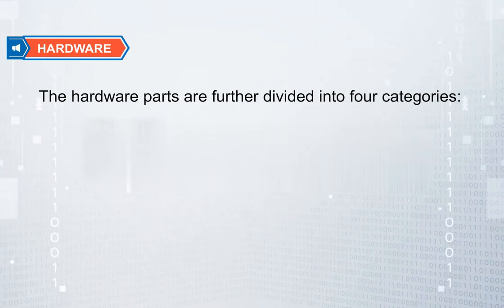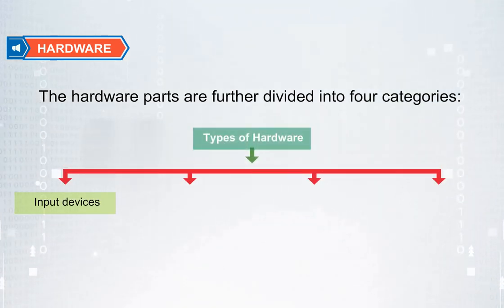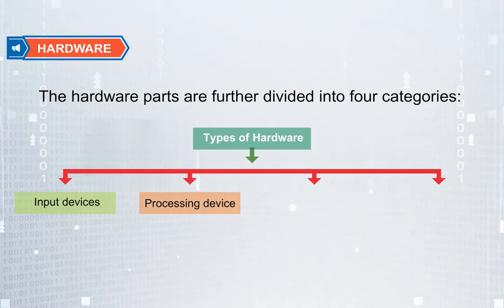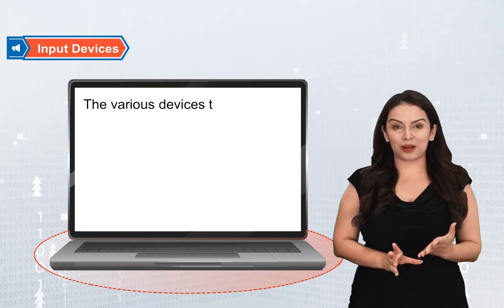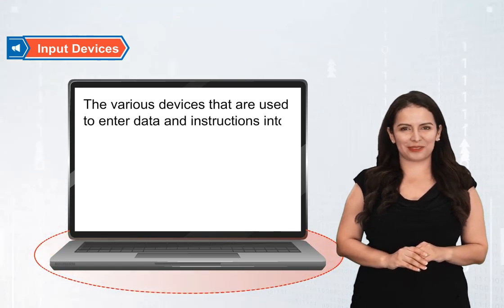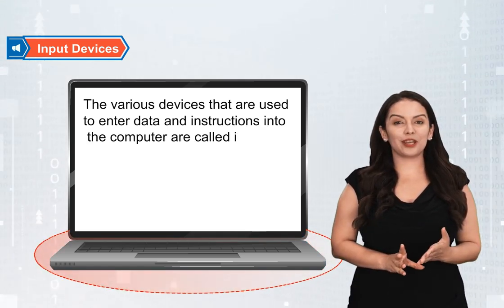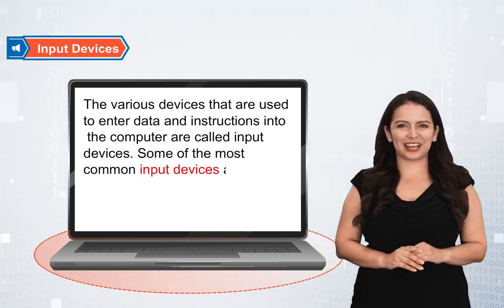The hardware parts are further divided into four categories: input devices, processing device, output devices, and storage devices. Input devices. The various devices that are used to enter data and instructions into the computer are called input devices. Some of the most common input devices are following.